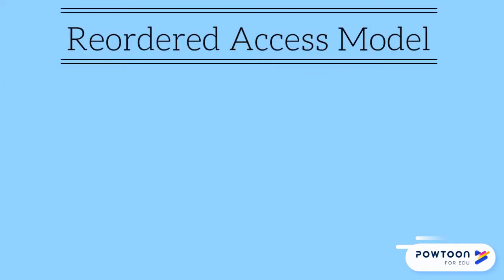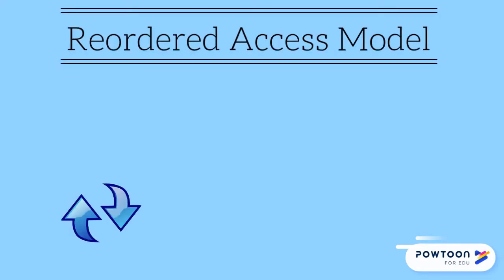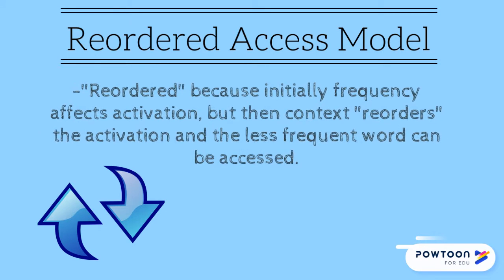These results supported a theory of language comprehension called the Reordered access model. This model states that access is always influenced by the frequency of words, as we saw in the study. However, in a biasing context, frequency and context both affect access speed, which is also observed in the study. This is the reason the model is called reordered access. It is reordered because initially frequency affects activation, but when context is available, it reorders the activation and the less frequent word can be accessed.